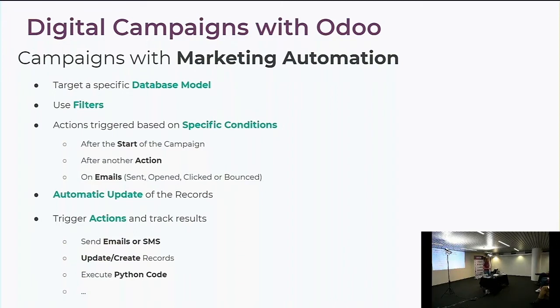So let's say after another action, based on the result of that first action, so let's say if the first email that you sent was opened, was bounced, was clicked, and so on. So it's all thanks to the link with the database. It helps you to create and to update your records on the database from the campaign. And finally, you can trigger actions, but also track the results. So how many SMS were sent, how many emails were sent, received, replied, and so on.